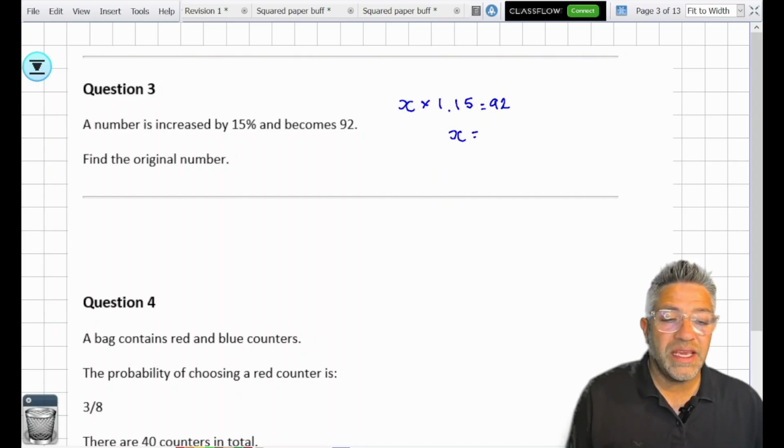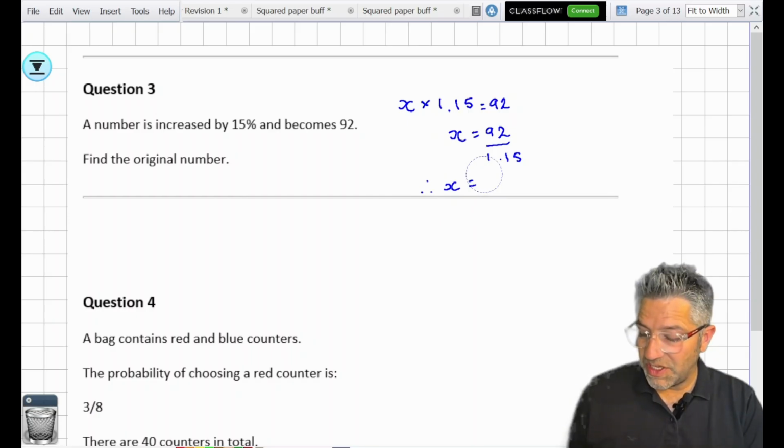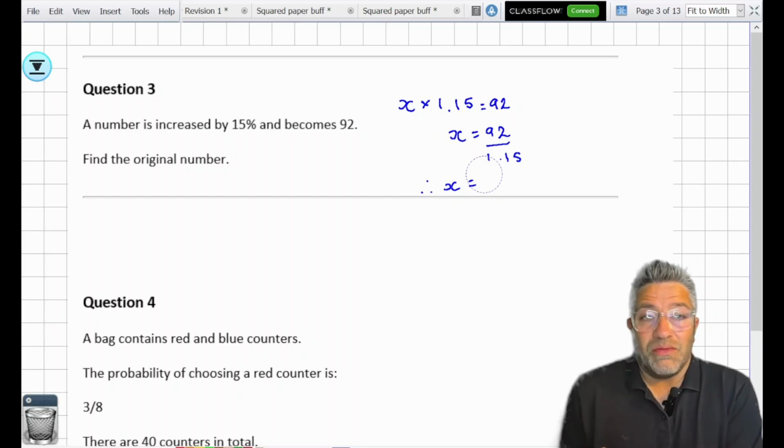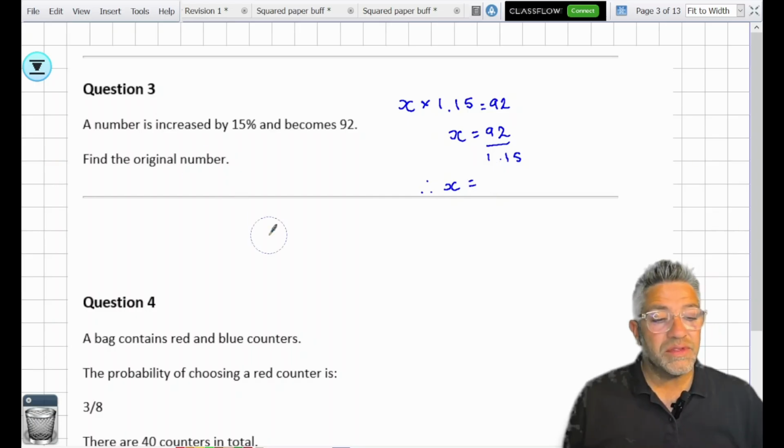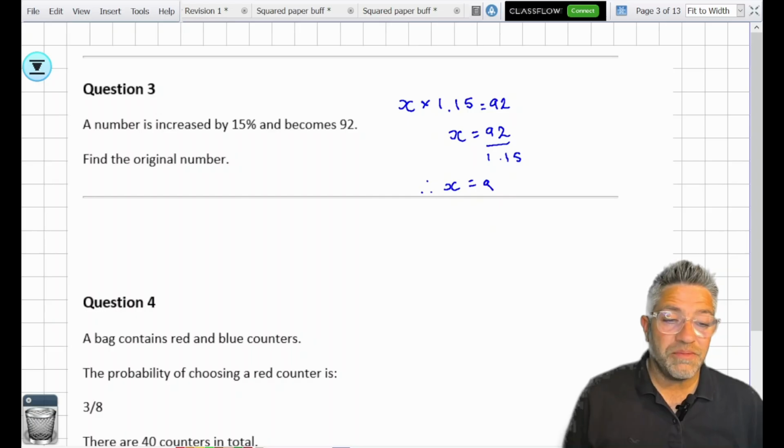So we'll have x equals, what's the inverse of times 1.15? Well, it's divided by 1.15. Therefore, x equals, and we can use a calculator. At this stage, we're just trying to build that confidence, clarity, and resilience. 92 divided by 1.15. It's quite a straightforward calculation, and we get 80.